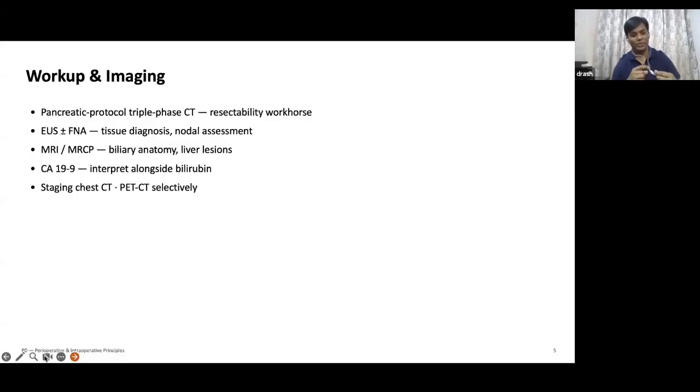Suppose your patient is overweight, how will you proceed? You're planning for the Whipple, but the patient is overweight, has obesity.